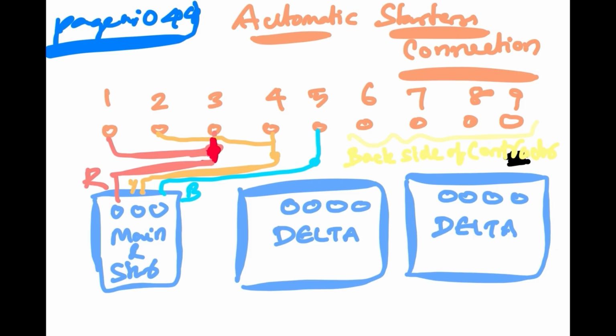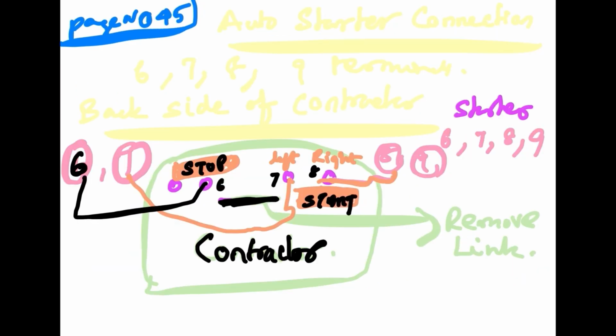Automatic starter connection: there are 9 terminals. The first and third terminals are shorted, and that short connection is given to the red phase supply. The second and fourth are short circuited, and that connection is given to the Y phase. The fifth terminal is connected to the B phase. The sixth, seventh, eighth and ninth are connected to the back side of the contactor, as shown on the page.